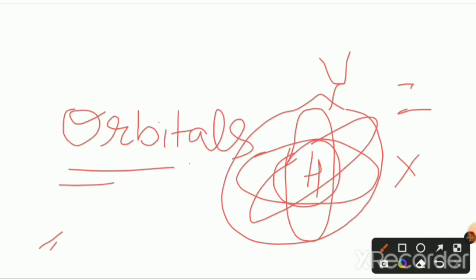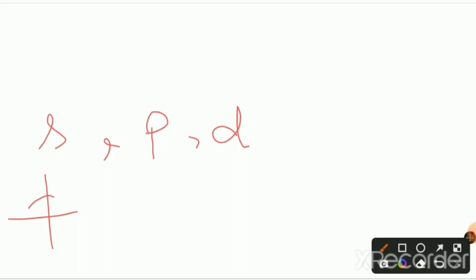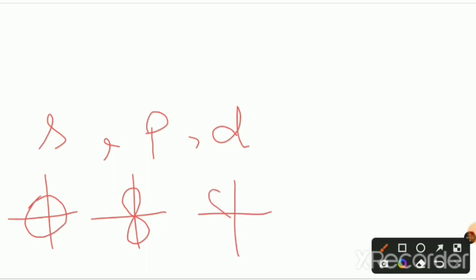For example, if I ask you the shape of s orbitals, p orbitals and d orbitals: the shape of an s orbital is spherical, the shape of a p orbital is dumbbell shaped, and the shape of a d orbital is dumbbell shaped.